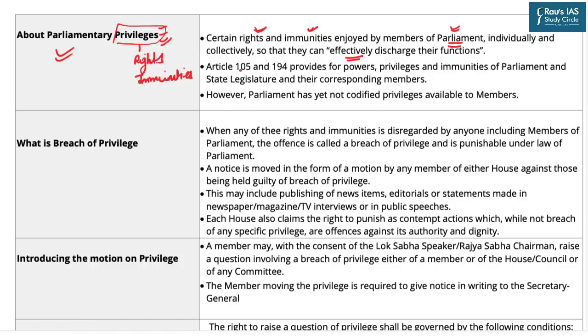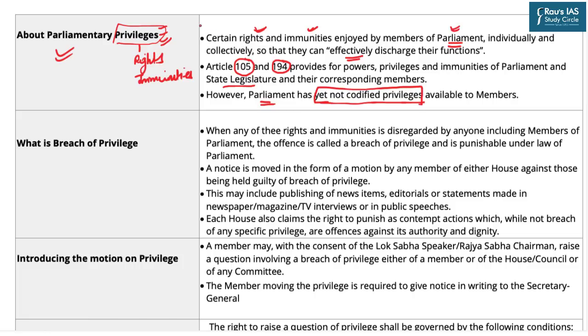As far as the Indian Constitution is concerned, Article 105 mentions the privileges which are provided to the members of the parliament, and Article 194 provides the privileges to the members of the state legislature. But one very important thing is that despite being mentioned in the constitution, the parliament has not yet codified the privileges available to members. And this non-codification of privileges is one of the biggest reasons behind the misuse of these privileges by the members of the houses.